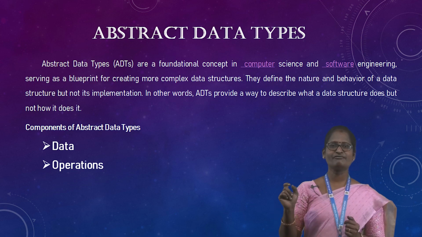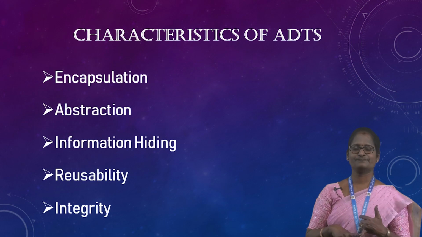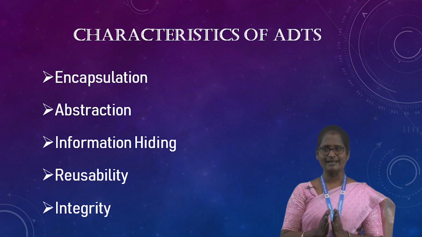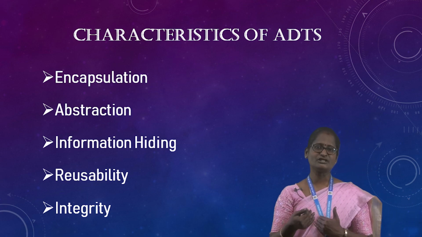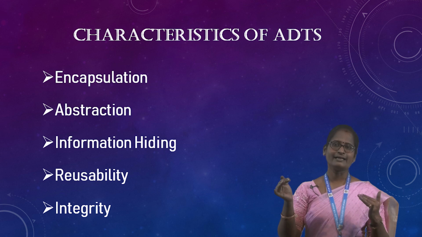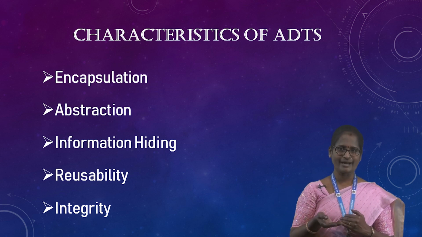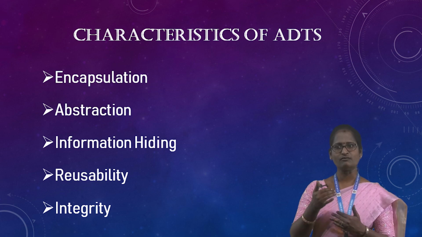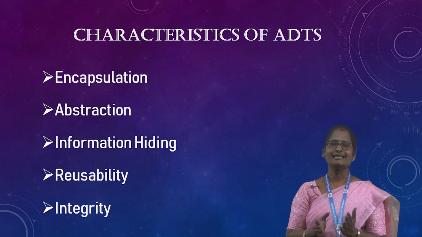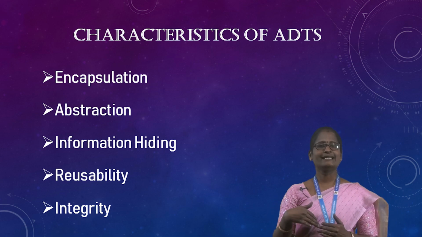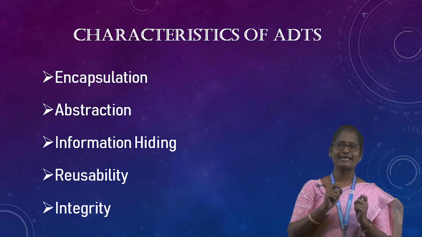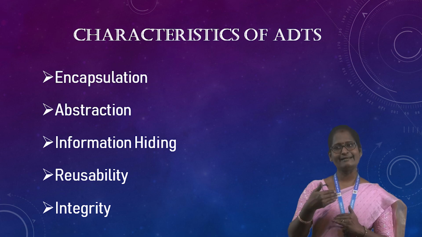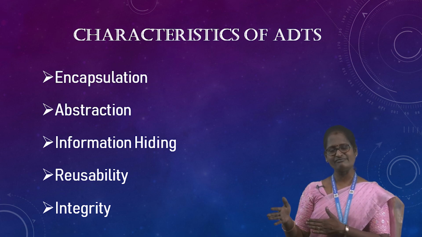Then the characteristics of ADTs. First, encapsulation. Encapsulation combines data and the operations that manipulate the data, exposing only the essential features to the outside world. In the abstraction, the ADT provides a high level of abstraction, allowing the programmer to focus on what operations are needed rather than how to implement them. Then the information hiding. The actual inner workings of an ADT are hidden from the user. Users interact with the ADT through a well-defined interface.